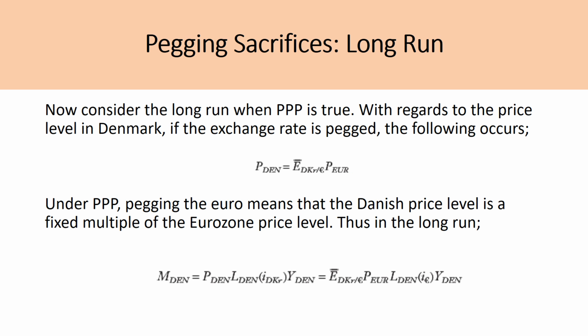Okay? So now let's consider the long run when PPP is true. With regards to the price level in Denmark, if the exchange rate is pegged, the following occurs. If the exchange rate is pegged, then the price level in Denmark equals the fixed exchange rate times the euro price level. Before, we talked about how the relative price is calculated by multiplying the exchange rate by the foreign price level, and then dividing it by the domestic price level. Well, under a fixed exchange rate, the domestic price level will equal the net result between the exchange rate and the foreign price level. Okay.